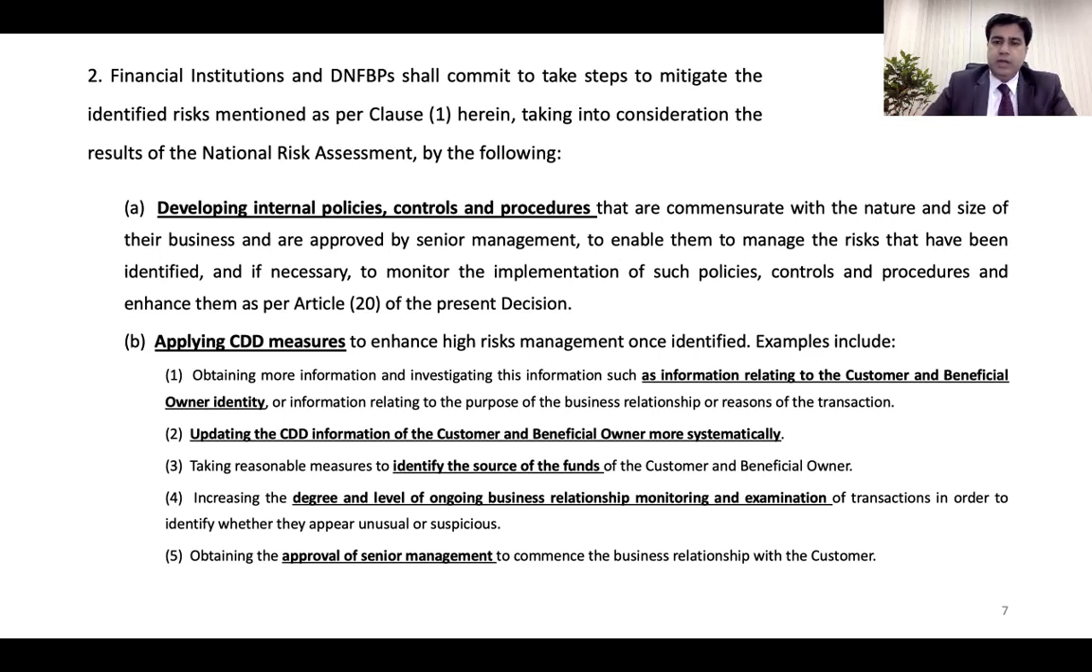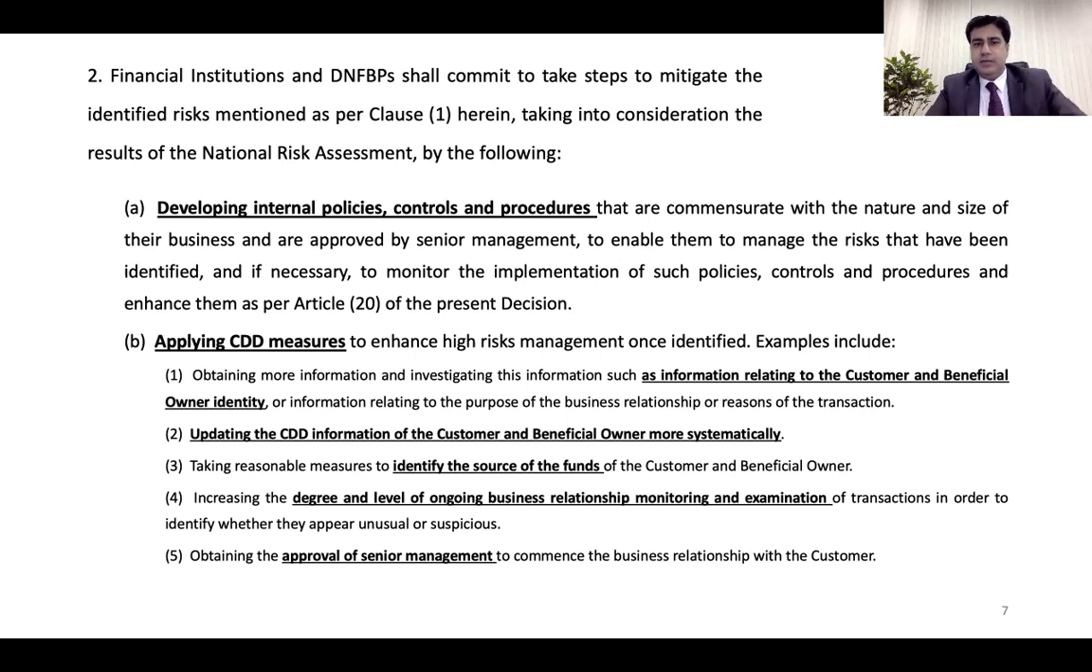Maybe you have done a CDD of 1 million, considering that the 1 million of business will happen in a year, but suddenly you notice that it's not 1 million, it's 20 million. So you need to look at something more. You need to look at what's happening, where the gold or the goods are being sold further down. So those things become part of your transaction monitoring.